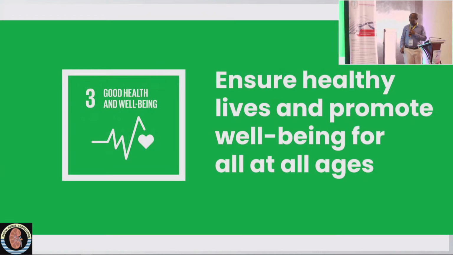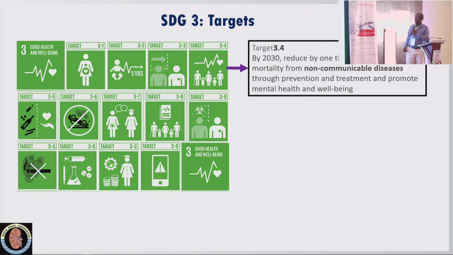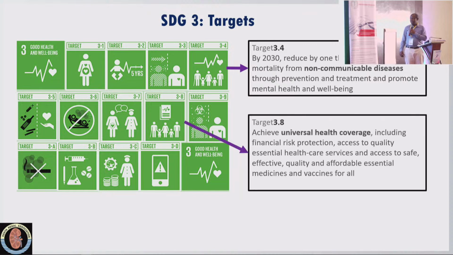Of interest for us is Sustainable Development Goal number 3, good health and well-being. That's the aim, the goal: to ensure healthy lives and promote well-being for all at all ages, basically equity and health being the key messages. There are several targets in this SDG 3. The most important for us as nephrologists is target 3.4, to reduce by 1/3 premature mortality from non-communicable diseases through prevention and treatment, and promote mental health and well-being. And the second one is universal health coverage, including financial risk protection.